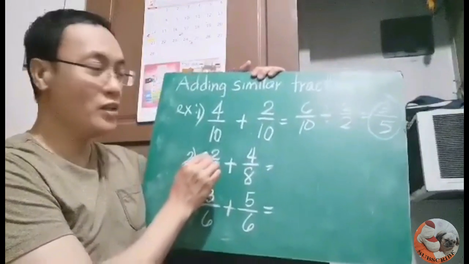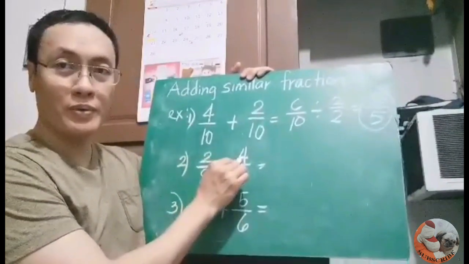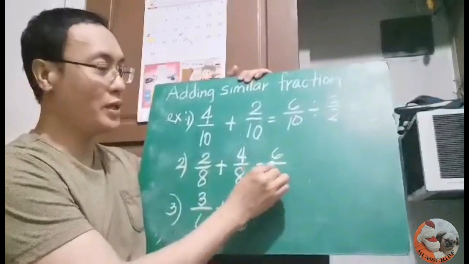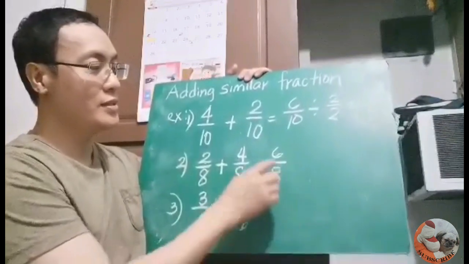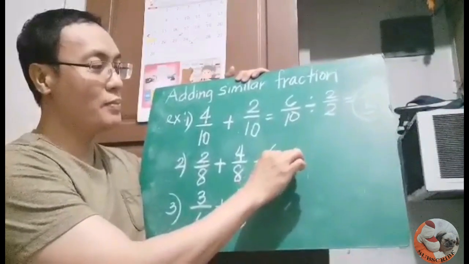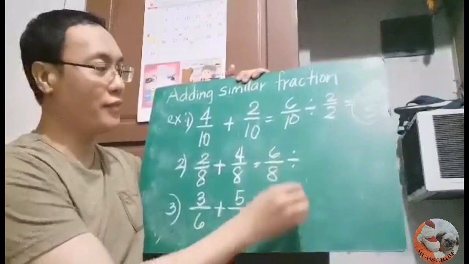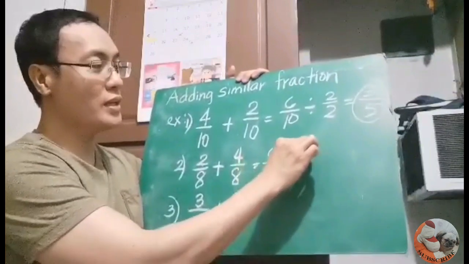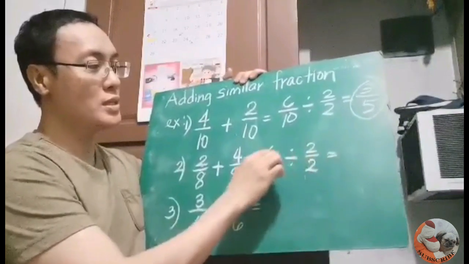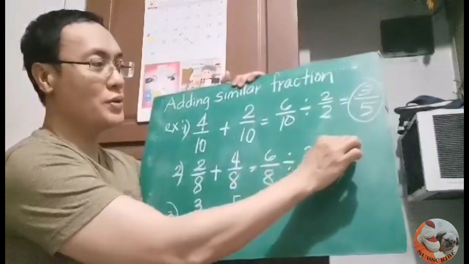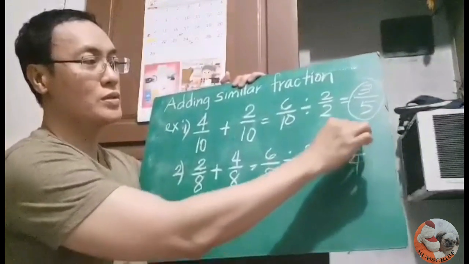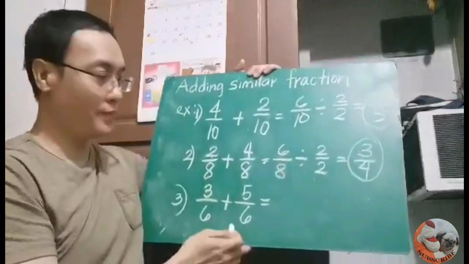So again, add the numerator by the other numerator. 2 plus 4 is equal to 6. Then copy denominator 8. So 6/8 is not yet in lowest term. Divide it by the GCF. So the GCF of 6 and 8 is, again, 2. 6 divided by 2 is 3. 8 divided by 2 is 4. So the answer is 3/4.